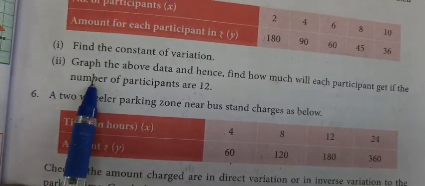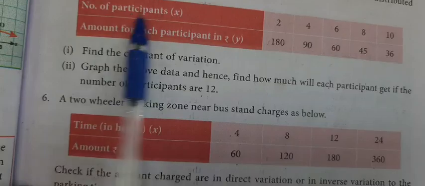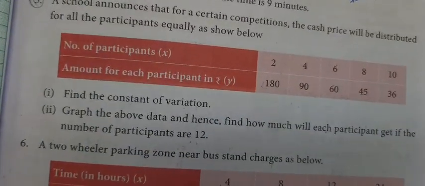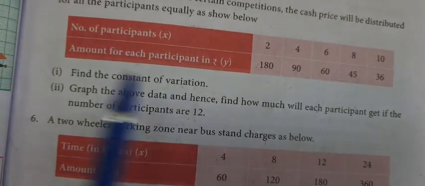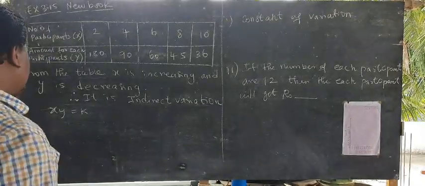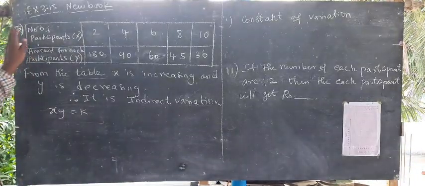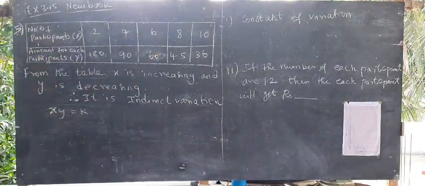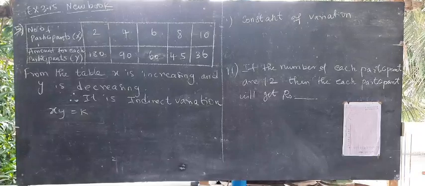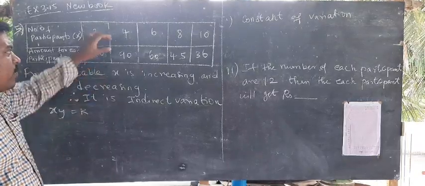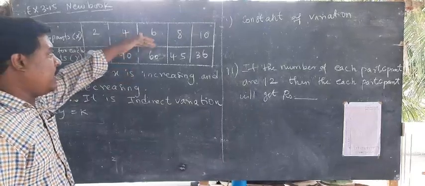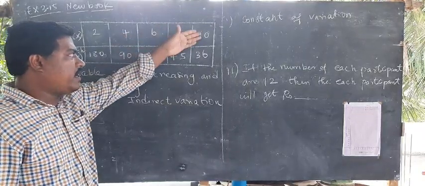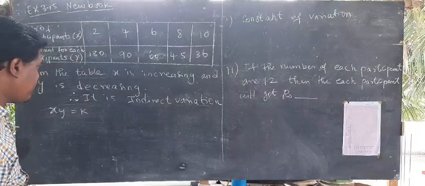Graph the above data. By using this table, we have to graph the above data and find how much each participant gets if the number of participants is 12. So listen, sum number 5, this is the given data. 2 participants means 180 they are getting, 4 participants means 90, 6 means 60, 8 means 45, 10 means 36 each they are getting.